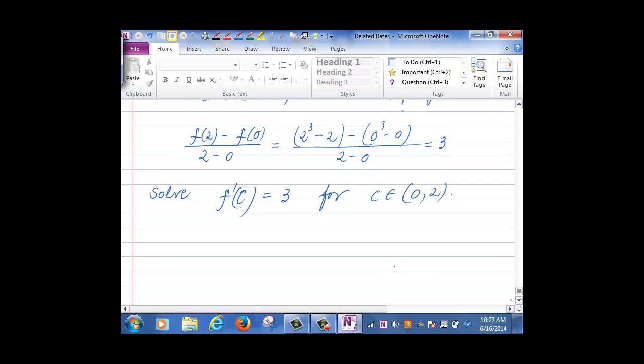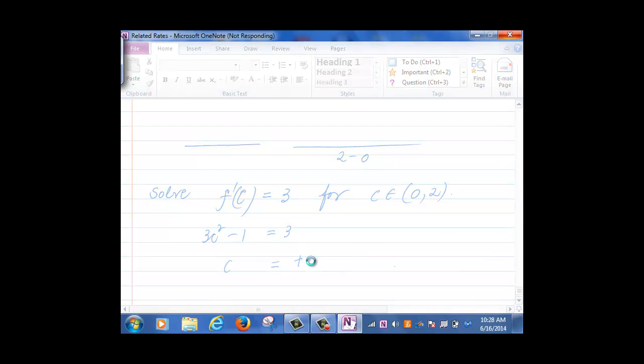All right. So again, let me just quickly write this down here. So this would be 3c squared minus 1 equals 3, and that tells me that c is either plus or minus.